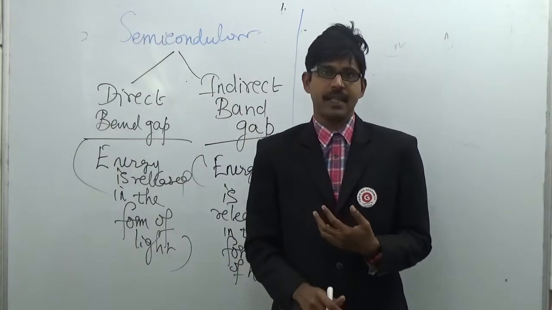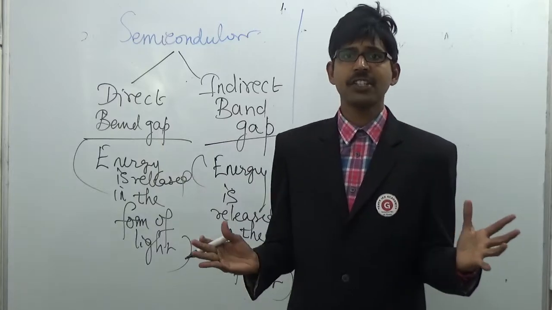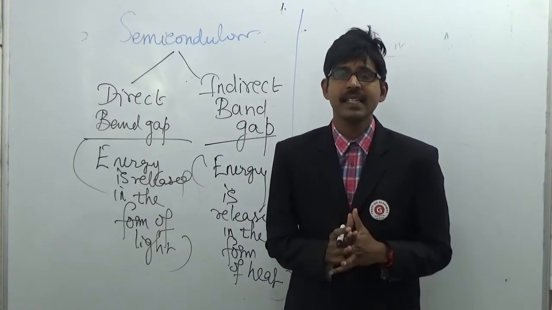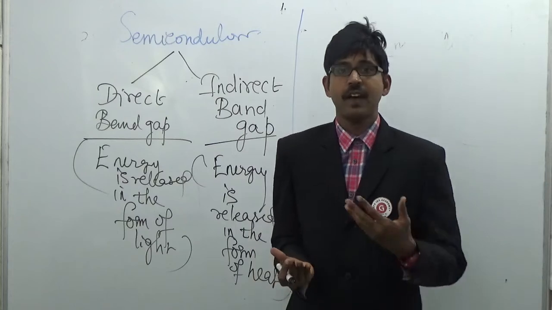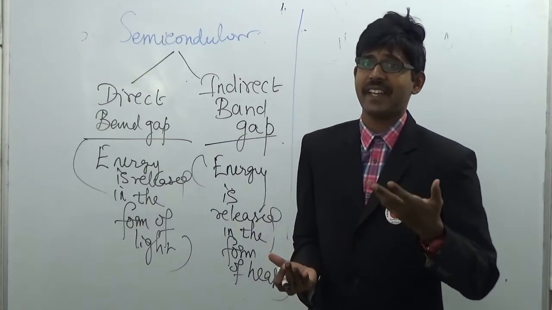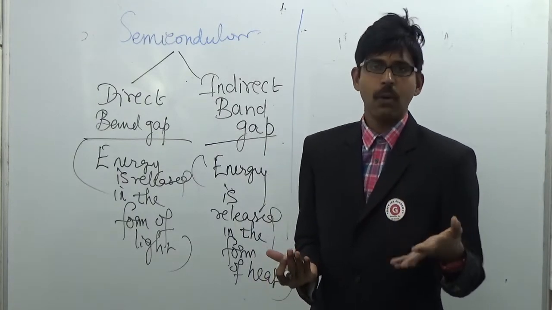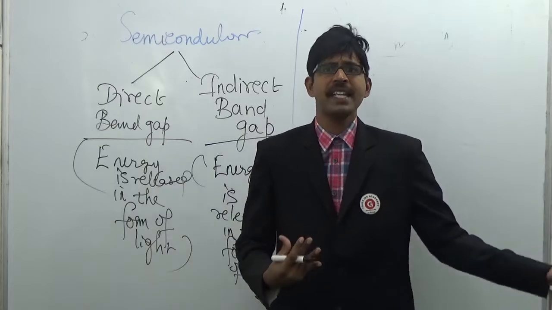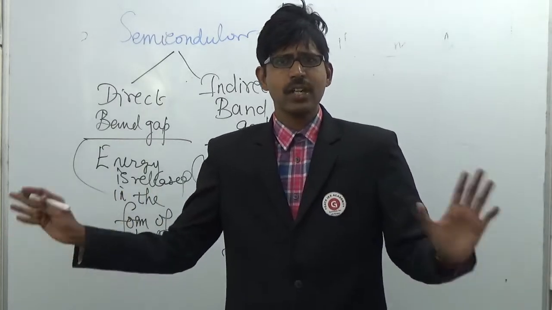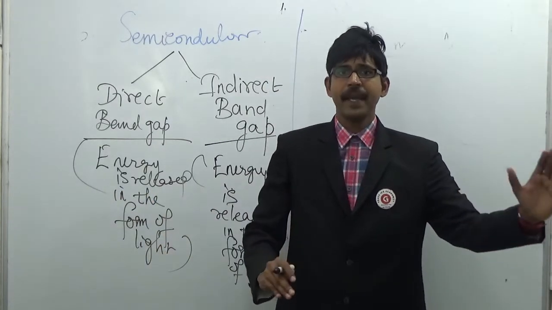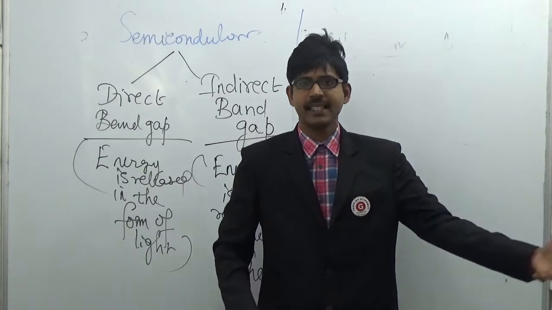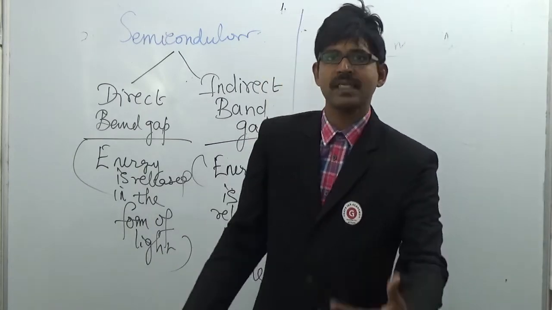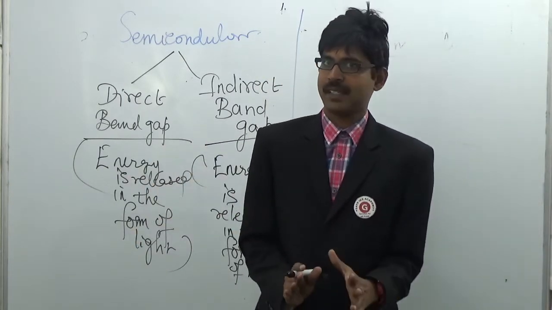Now, coming to the direct bandgap semiconductor, here when the electron hole recombination happens, the energy is released in the form of light. For example, I can say light emitting diode. What is the difference between a normal p-n junction diode and a light emitting diode? This is the only difference. A p-n junction diode comes under the classification of an indirect bandgap semiconductor, whereas a light emitting diode comes under the classification of a direct bandgap semiconductor.